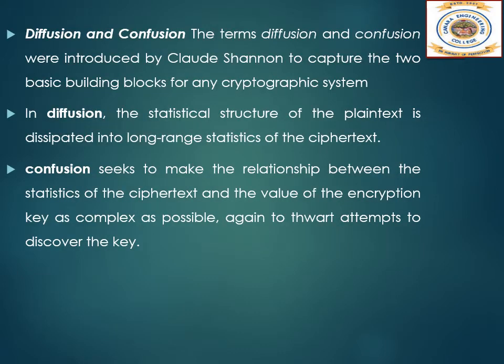The terms diffusion and confusion were introduced by Claude Shannon to capture the two basic building blocks for any cryptographic system. Shannon's concern was to thwart cryptanalysis based on statistical analysis. Now let us assume that the attacker has some knowledge of the statistical characteristics of the plain text. For example, in a human readable message in some language, the frequency distribution of the various letters may be known, or there may be words or phrases likely to appear in the message.